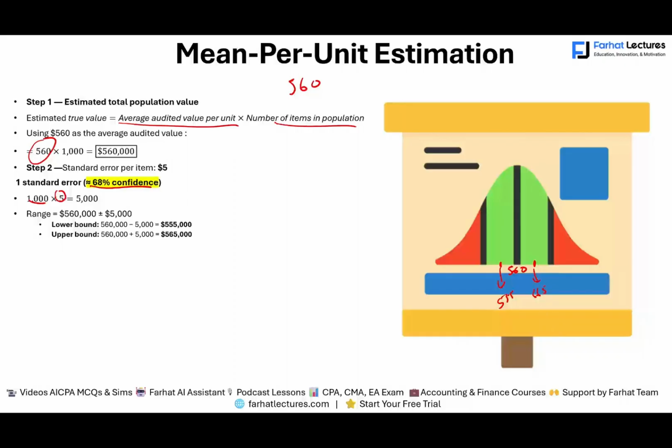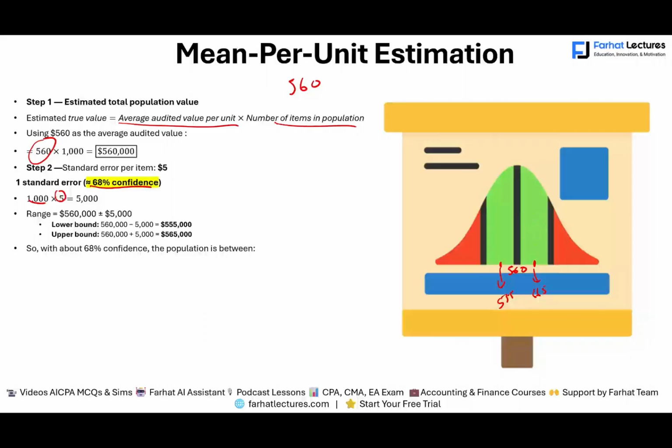We audited those 50 accounts receivable, and what we found out, on average, is each account is 560, not 600. If we take this number and project it, scale it to the population, we are 68% confident it's 555, the lower bound, and 565 is the upper bound. Now, the green area is our safe area.